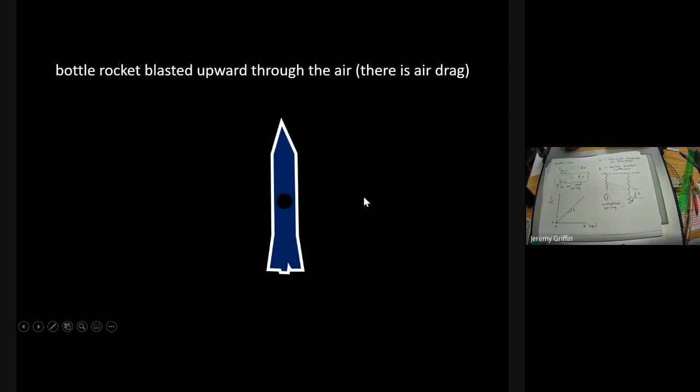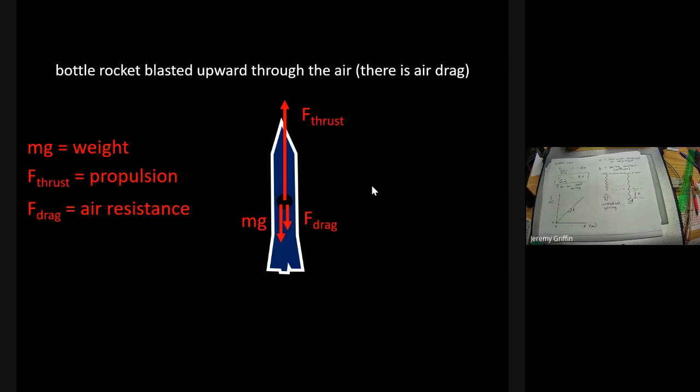Next one, bottle rocket blasted upward through the air, and there is air drag. So different possible solutions. This one, maybe there's a weight pulling this down. There could be a thrust force acting upward, and then also a resulting drag force. And I told you, like an additional bonus equation from that yesterday.